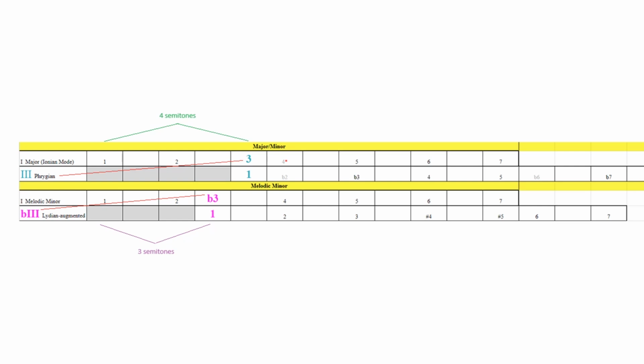Let's compare two parent scales as an example. C major scale has a natural third degree without accidentals, which is 4 semitones above its root. The E Phrygian mode begins from the third step and natural third degree of the C major scale, or 4 semitones above C. C melodic minor scale has a flat third degree, a semitone lower than natural third, which is only 3 semitones above its root. The E flat Lydian augmented mode also begins from the third step, but the flat third degree is found not 4 but 3 semitones above C.